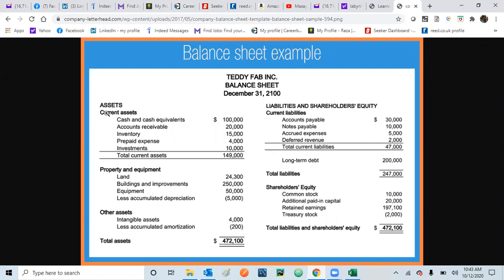Some of the assets take longer than 1 year to convert, or sometimes you did not buy them with the intention of selling them. So those assets are called fixed assets. Like, we have some examples here: buildings and improvements, equipment, land. You bought all of these assets just for the sake of running a business, not for the sake of selling them. So these are your fixed assets.